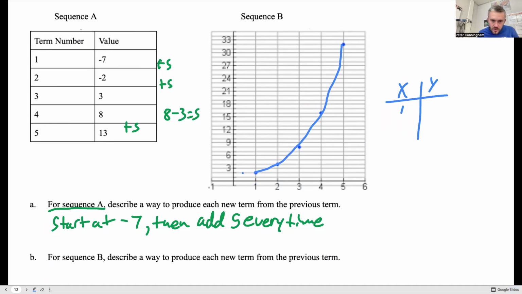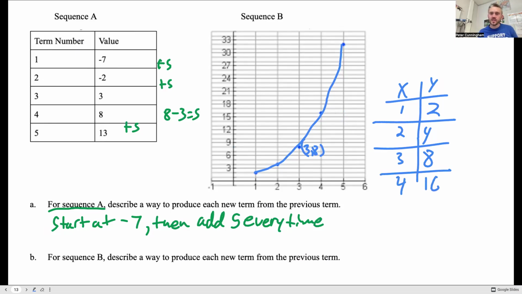1, 2, and then 2, 4, right? And then 3, 8. And 4, 16. And then 5, 32. Okay, I wasn't sure. It looks to me like I'm multiplying by the same thing every time.